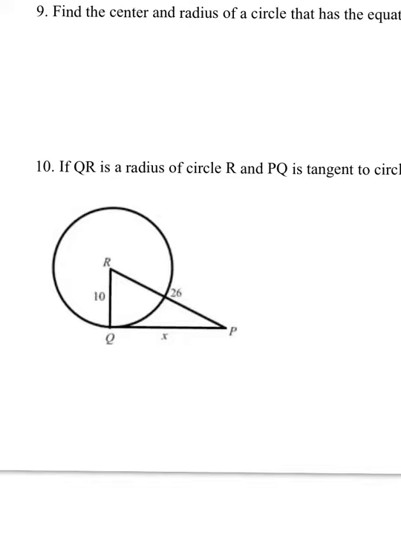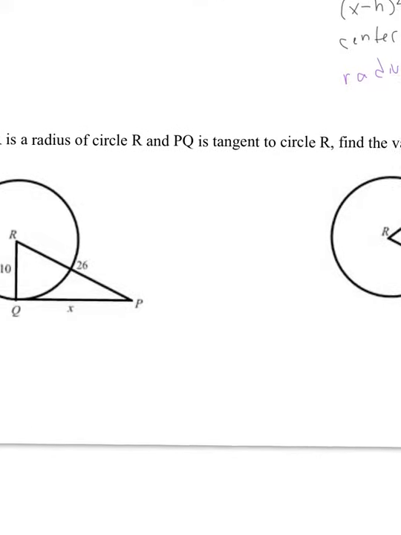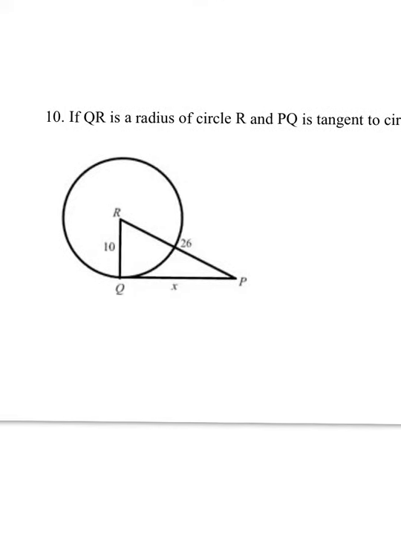Okay, in problem 10 it says if QR is a radius of circle R and PQ is tangent to circle R, find the value of x. Now remember, if something is tangent to a circle, we know a couple of things. We know it meets at one point on the circle, and also it is perpendicular to its radius, so it has a 90. So we have this little right triangle that we can apply Pythagoras' theorem.